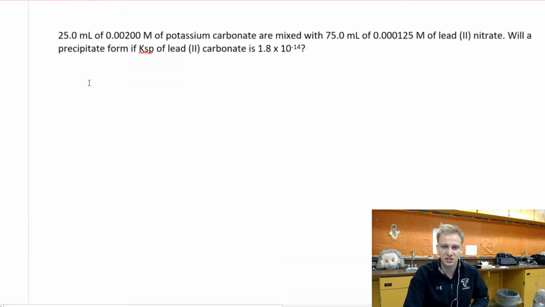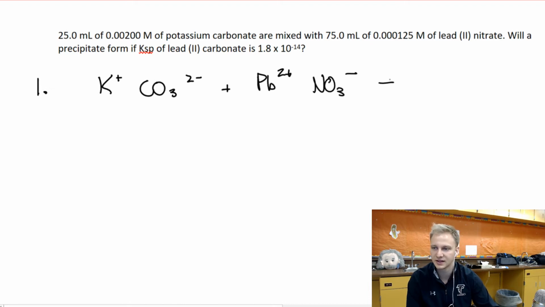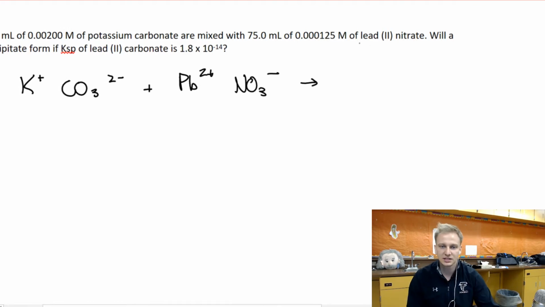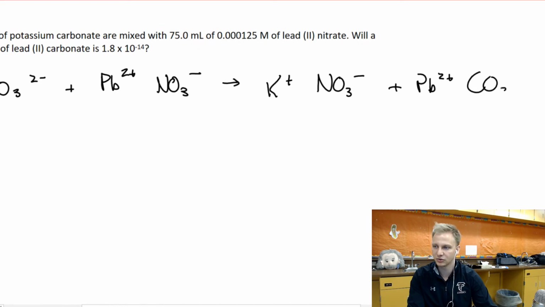I'm going to just extend this page so I have as much space as I need. These questions do tend to be a little bit longer. So first thing we'll do is start off with that balanced chemical equation, and we'll decide if a precipitate can be formed. So we have potassium carbonate, K plus, CO3 2 minus, reacting with lead nitrate, Pb 2 plus, NO3 minus, and that's reacting to produce, if we do the double replacement reaction, K plus, NO3 minus, and then the other product will be Pb 2 plus and CO3 2 minus.